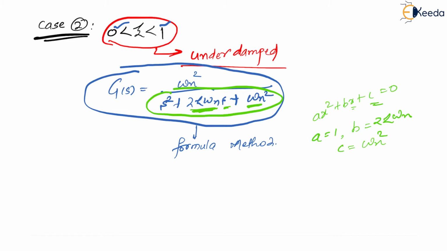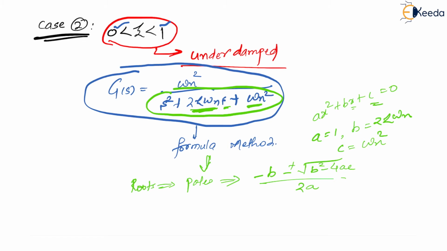Yes. Now what happens next? The formula method says that the poles, or roots, will be nothing but minus b plus or minus under root of b squared minus 4ac, upon 2a. Is that right? Yes. So if you just substitute that here, what do you get?